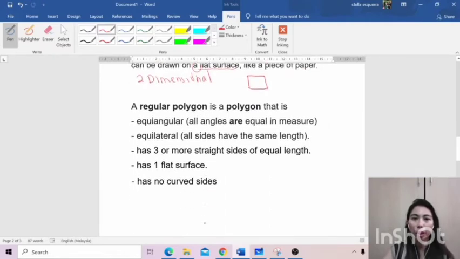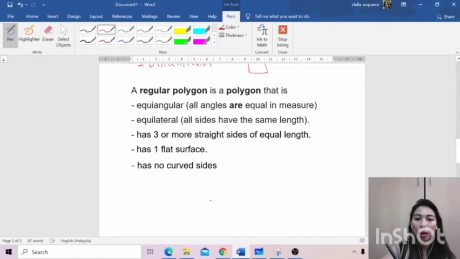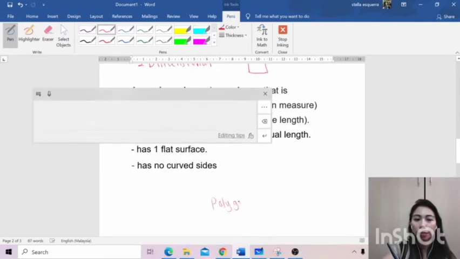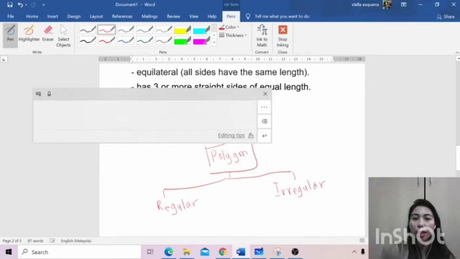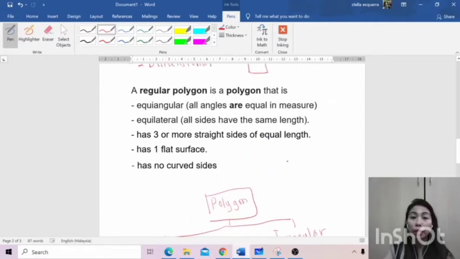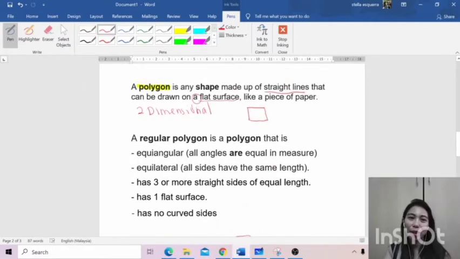In polygons we have two types: one is regular polygon, and another one is irregular polygon. These are two types of polygon, because polygons may have different characteristics. First, a polygon must have straight lines, and one flat surface.